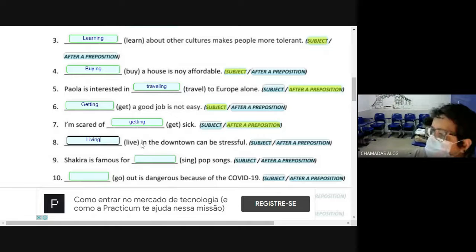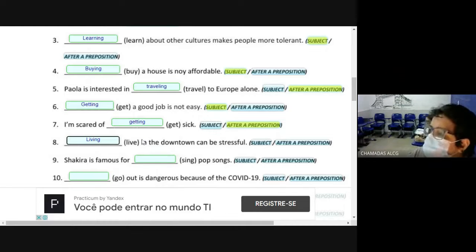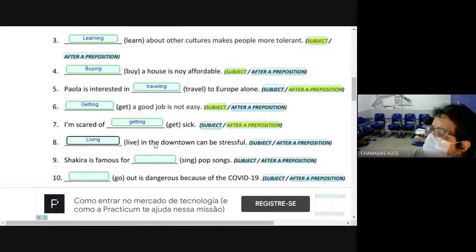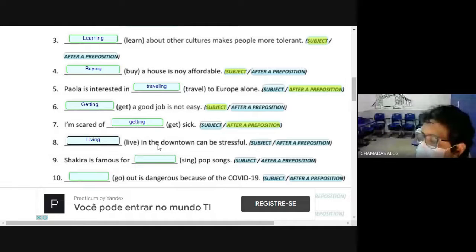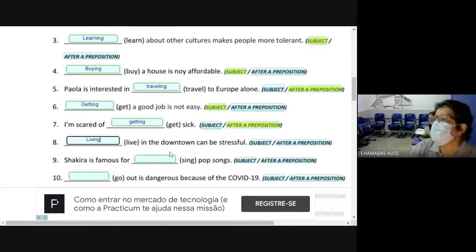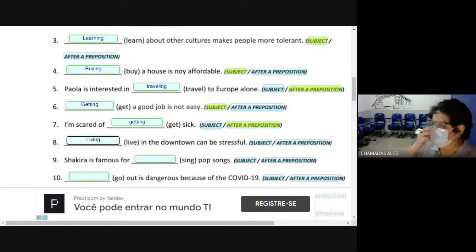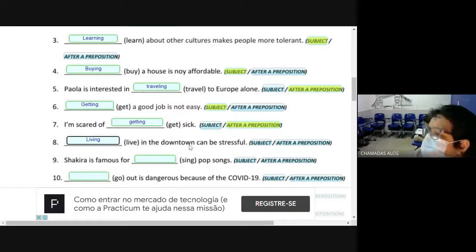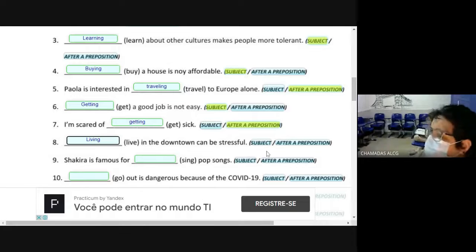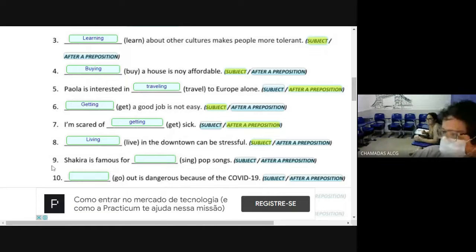So here we should eliminate the preposition and the article. Okay? Because with the word downtown, we don't use prepositions. Okay? We go downtown, we leave downtown. Okay? So it's strange, but that's the way it is. So living downtown can be stressful. Subject or after preposition. Good.